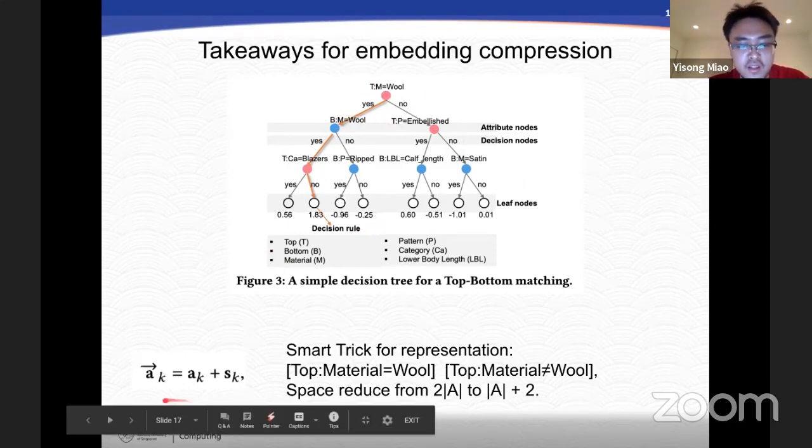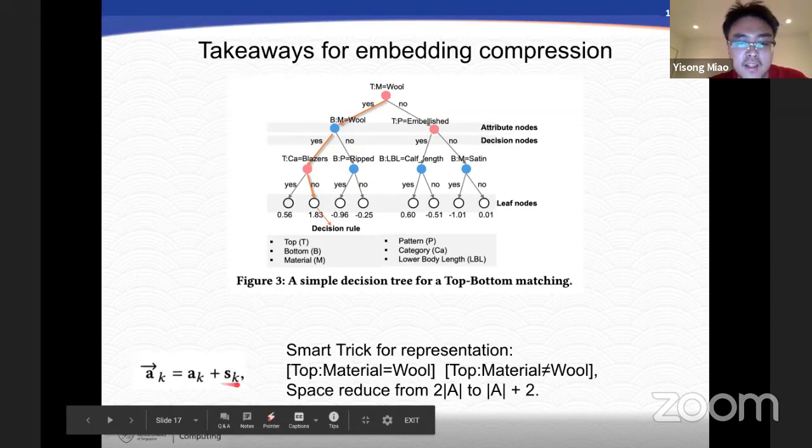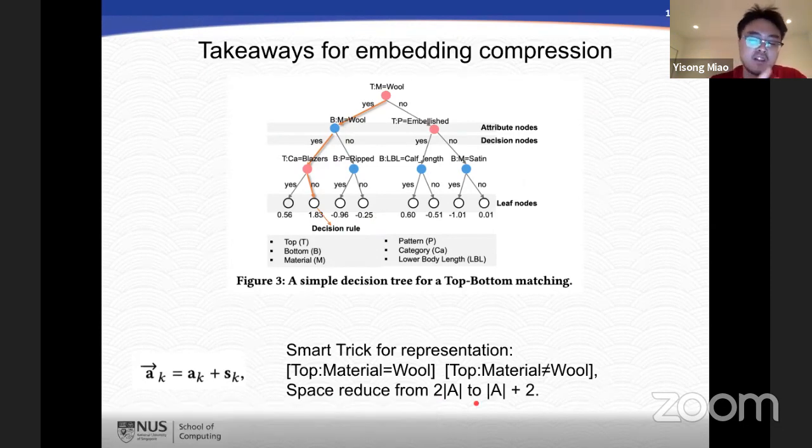They introduced another vector called SK. S stands for the decision, meaning that the AK here is still the attribute embedding, but the SK is the decision embedding only for yes or no. So the embedding space has been reduced from 2 times A to A plus 2, almost only half of the embedding size. So it can save much space and prevent overfitting.